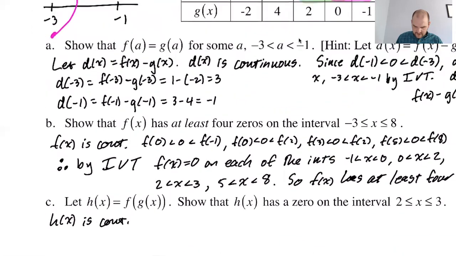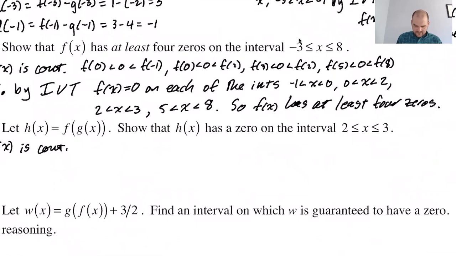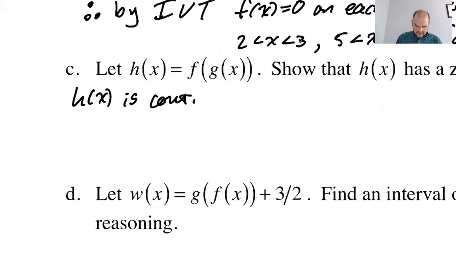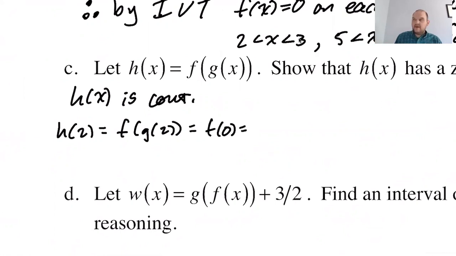All right, let's see. Basically, I need to find h of 2 and h of 3. So I'm going to do that over here a little bit. So h of 2 equals f of g of 2. I'm a big believer in showing all of these steps. So g of 2 from the table is 0. So that's f of 0. F of 0 from the table is negative 2.